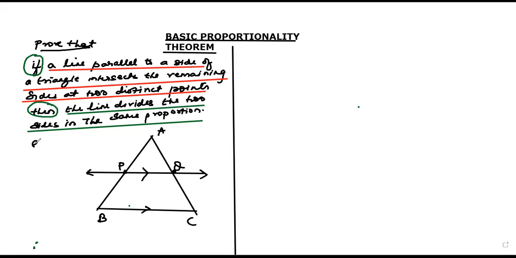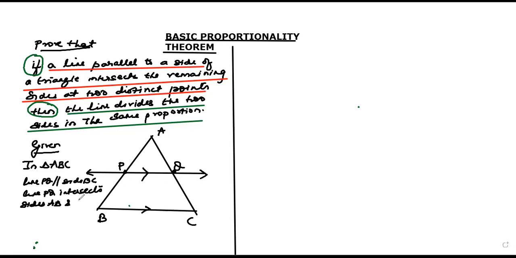Now, what is given? You have to write given. This given is nothing but, children, a picture talk of what you have drawn. What you have drawn is a triangle, so I'll say in triangle ABC, line PQ is parallel to side BC. Yes, it's parallel to one side of a triangle. And line PQ intersects the remaining sides, sides AB and AC, at distinct points P and Q.